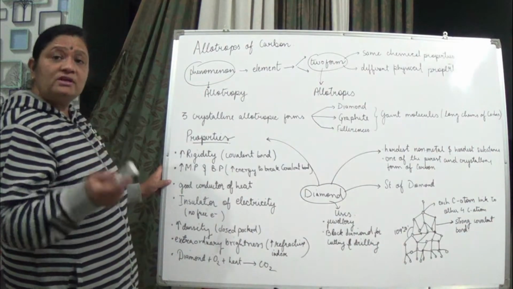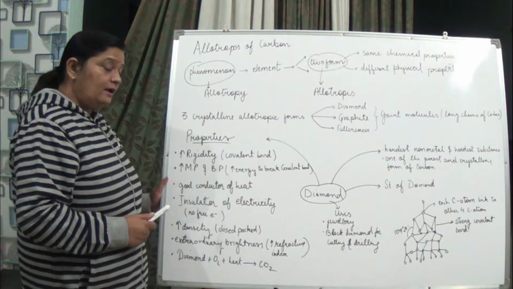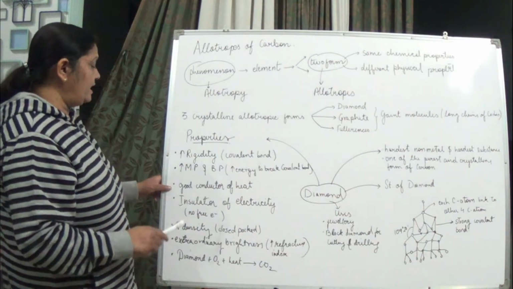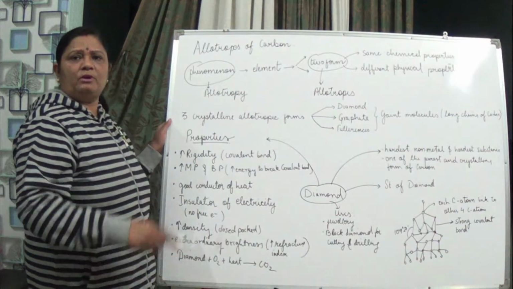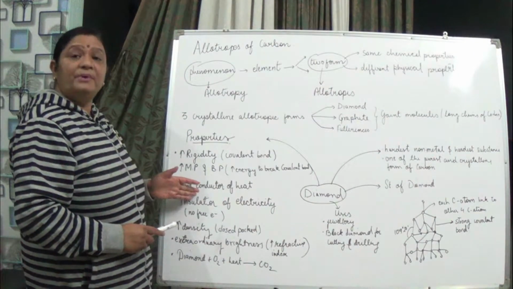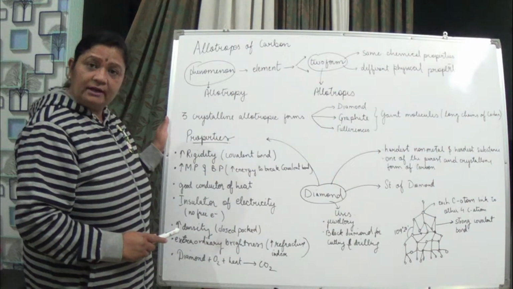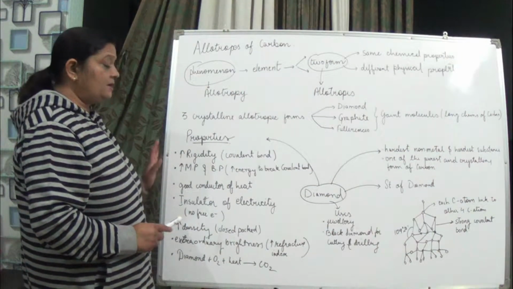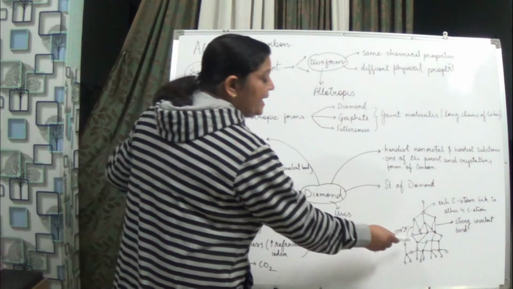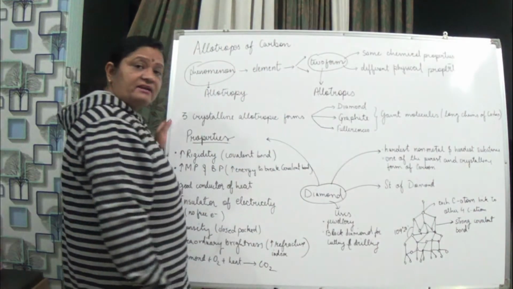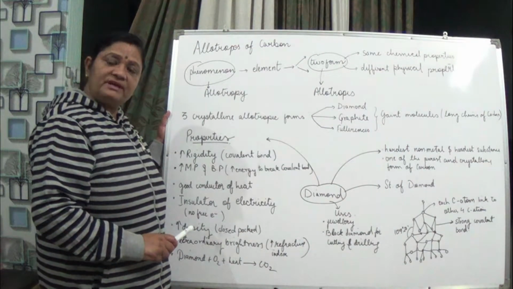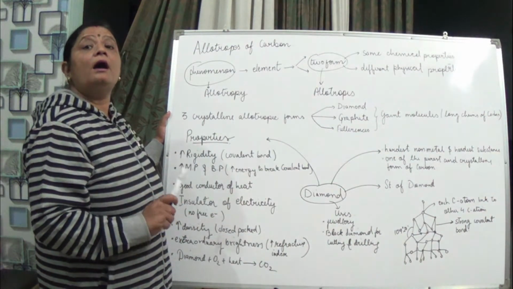It is a good conductor of heat, but it is not a good conductor of electricity. It is an insulator. Why am I saying that? When you heat this diamond to a very high temperature, it will burn and give out carbon dioxide. So it is a good conductor of heat, but it is an insulator, a non-conductor of electricity, because here in the compact structure of carbon atoms, no free electrons are present, and if free electrons are not present, naturally it will not conduct electricity.